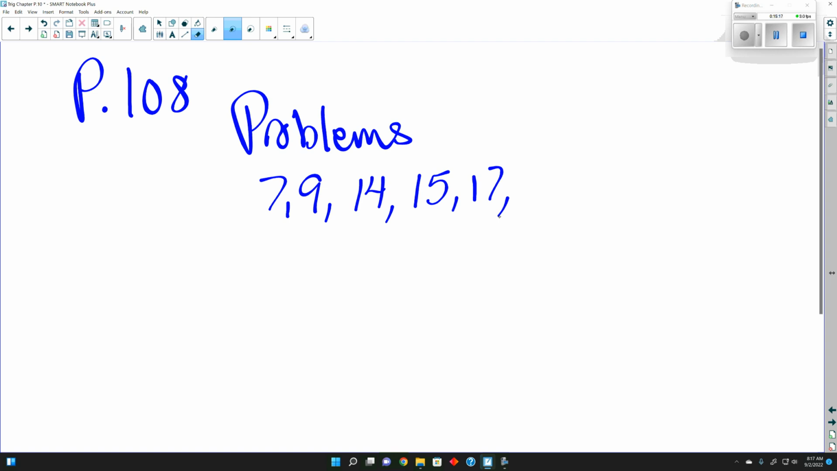Verify that f and g are inverse functions algebraically. So again, it's just f of g of x, g of f of x. We're just doing the composite function on those two.